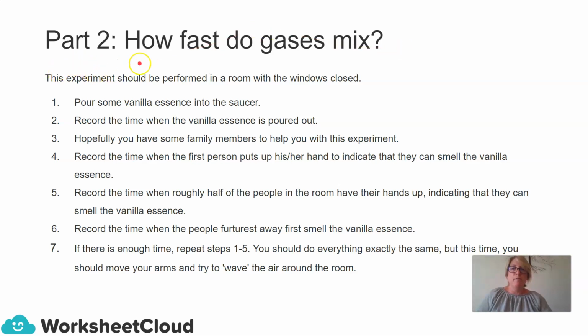So this experiment should be performed in a room with the windows closed and preferably as small a room as possible. Pour some vanilla essence into the saucer. So if you don't have vanilla essence, but you've got some essential oils, you can pour that in.